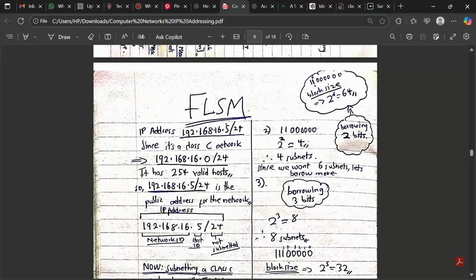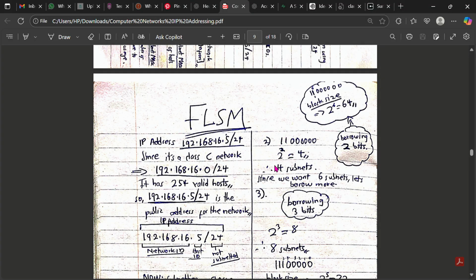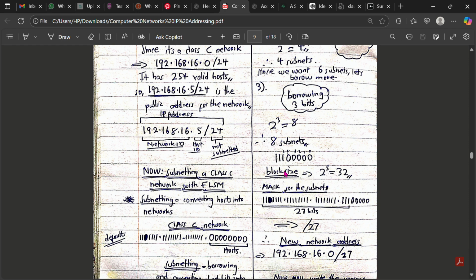If we borrow 2, the subnets become 2 to the power 2, which gives you 4 subnets. But in the question we were given, we want 6 subnets, so 4 wouldn't do. We need to borrow another one, that's 3 bits. When we borrow 3 bits, the subnets become 8. It's more than the subnets we need, but since it's the next step up, we stay at 8 subnets.